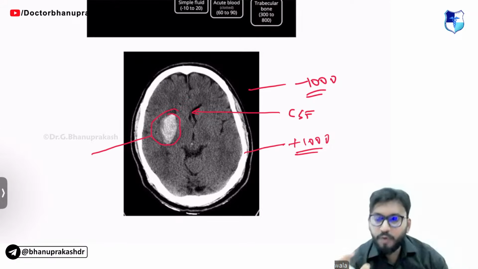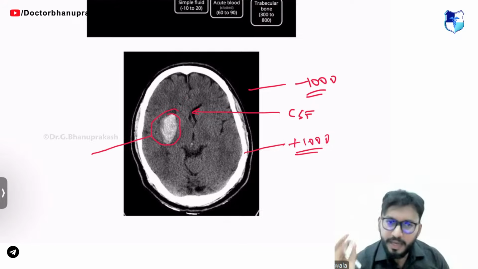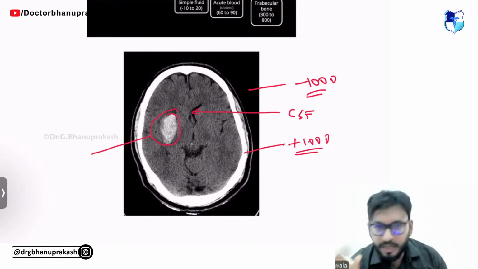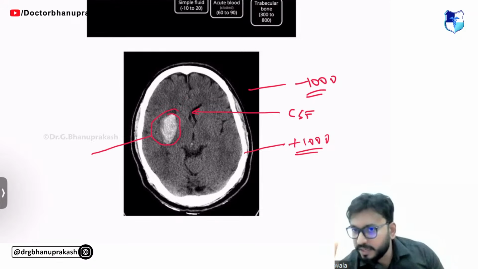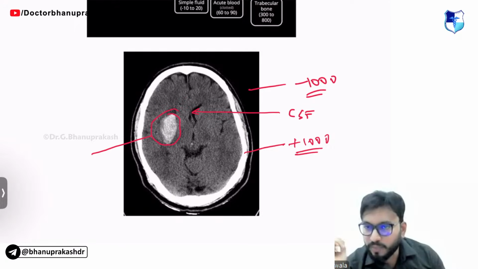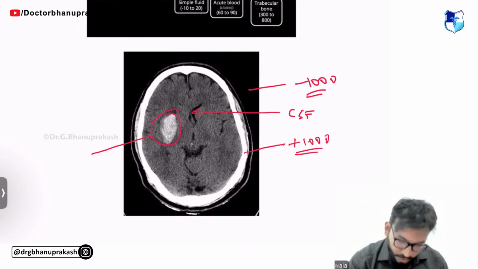So this is how we use the basics, guys. We just know what color each substance looks. Bone, absolutely white. Air, absolutely black. Water or CSF is 0, so it has to be grayish. If anything is towards the whiter side, it has to be something more than water but less than bone. And in the body, it is one thing, and that is blood. So this is a hemorrhage, guys.